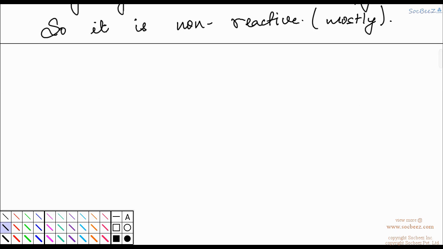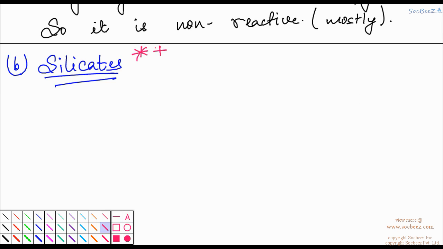The next compound which you would see is silicates. Now silicates are a bit important and you need to take care of these. These are some of the important compounds of silicon. There are several types of silicates, and we are going to see the types of silicates one by one.